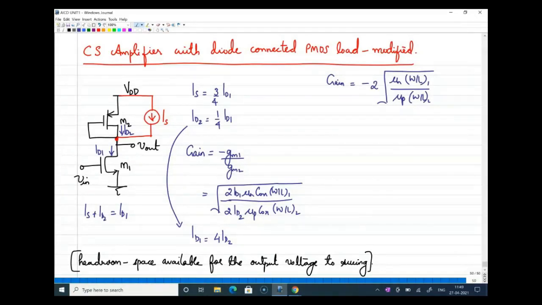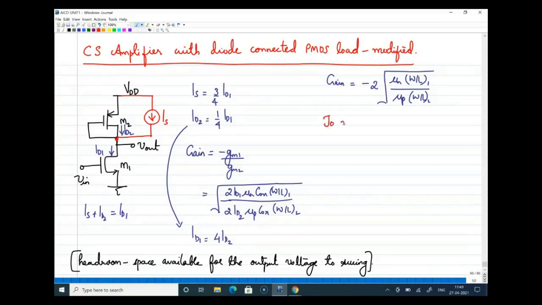So I think I got the answer from Dhananjay. Thank you, Dhananjay, for that. Now let me check the improvement. So why we have done all these things by adding this additional current source is just to improve the output swing. So that is my next objective here.